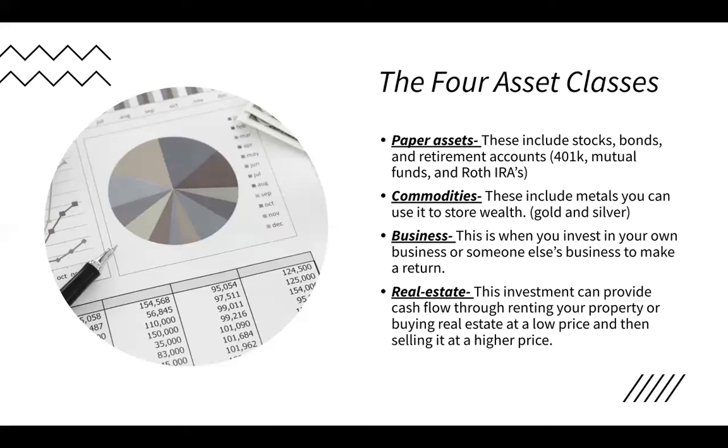Below that, you have commodities. In commodities, these include precious metals like gold and silver. With this asset class, you can make capital gains by buying gold and silver at a low price and selling it for a high price. With commodities, there isn't any way to make passive income unless you start up a mining company.